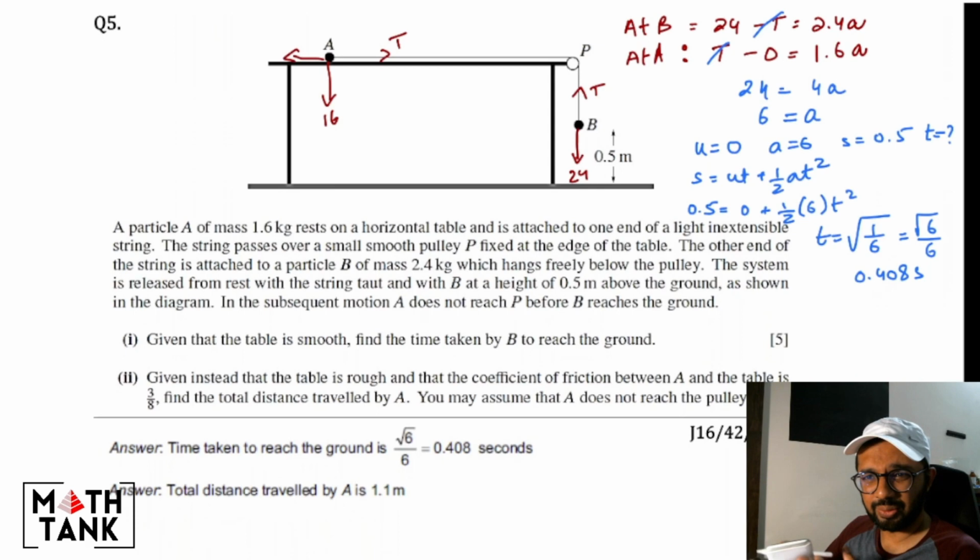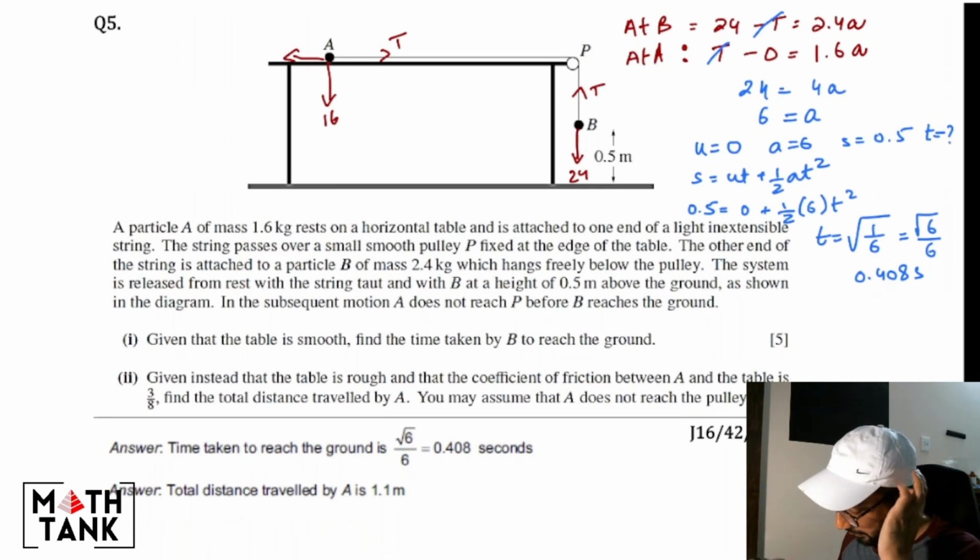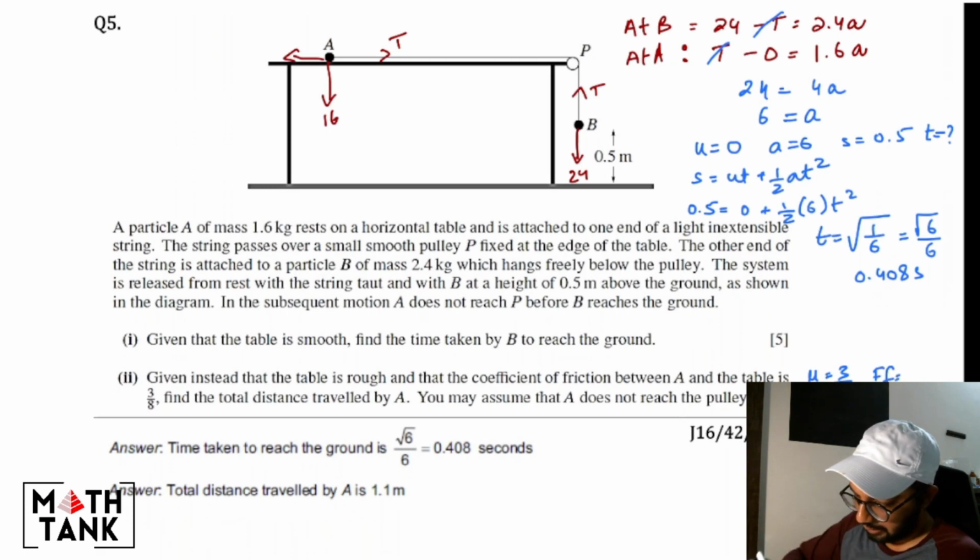But if I need to use it in a subsequent part, I'm going to use the exact one because it gives me a weird answer otherwise. Given instead that the table is rough, and the coefficient of friction between A and the table is 3 over 8. So that's mu is 3 over 8, which is going to give me the frictional force. So the frictional force would be 3 over 8 times 16, which is 6.